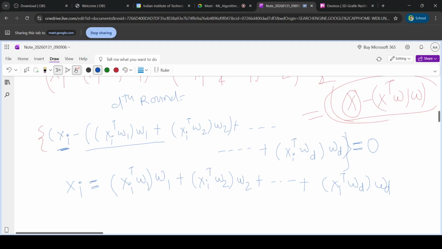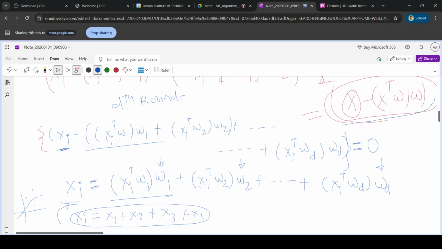Earlier we represented xi like x1 plus x2 plus x3 plus x4, all the points, like these are the points x1, x2, x3, x4. But now we represent xi with these bases W1, W2, WD. Correct? Don't try to go into how this math comes about, but just understand this formula.